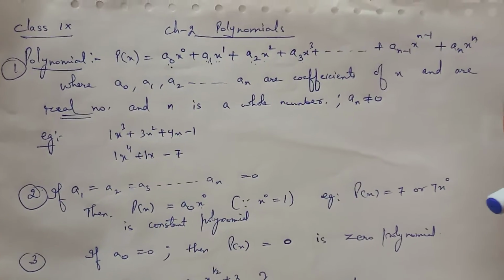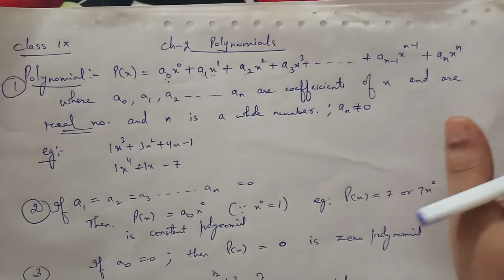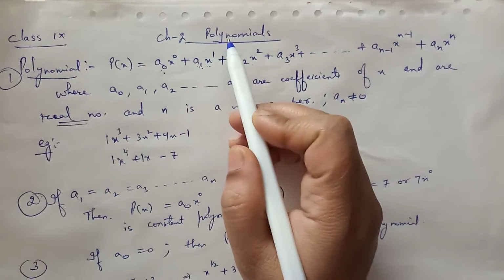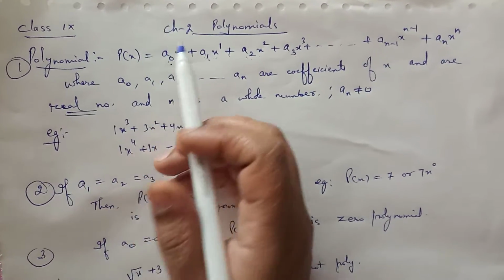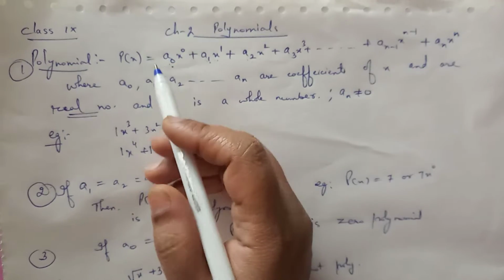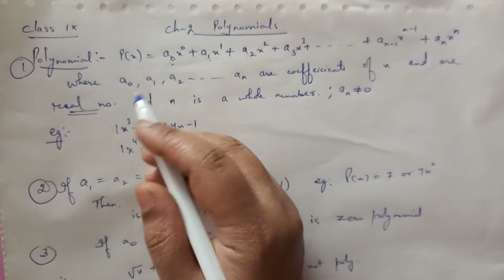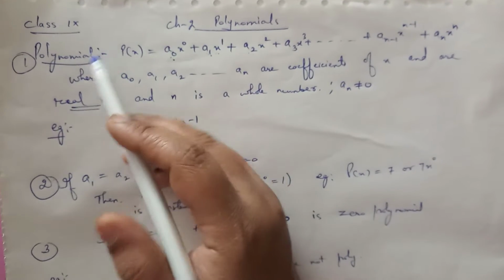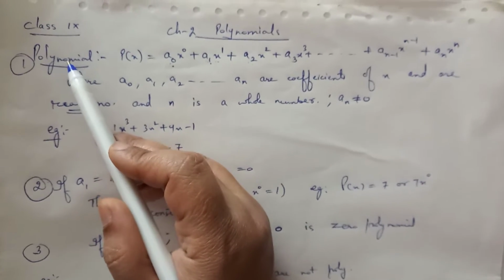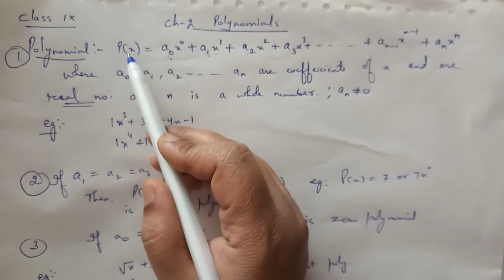Good morning, students. Let us start our chapter 2, polynomials. You have studied about algebraic expressions in your class 8th also, that it is a combination of constants, variables, and four fundamental operations. So now here we are talking about polynomial. Let p(x) be a polynomial.